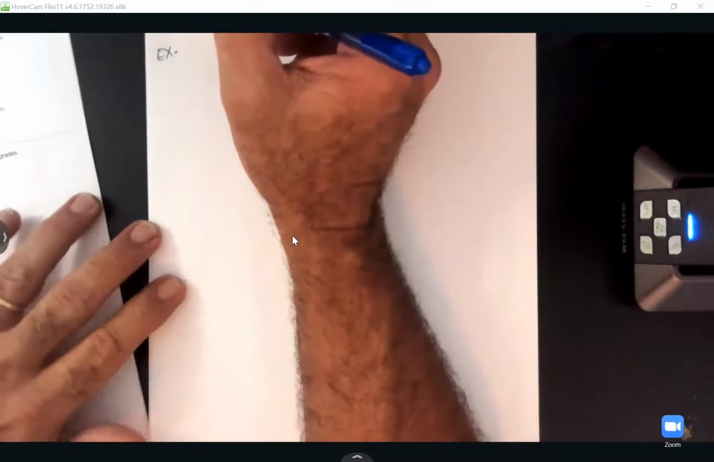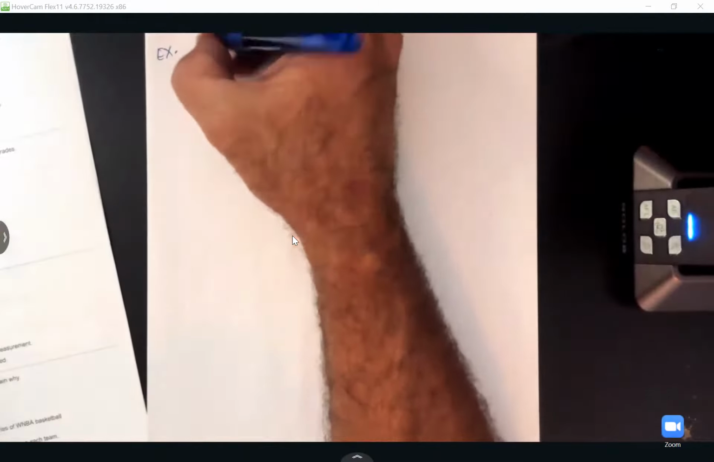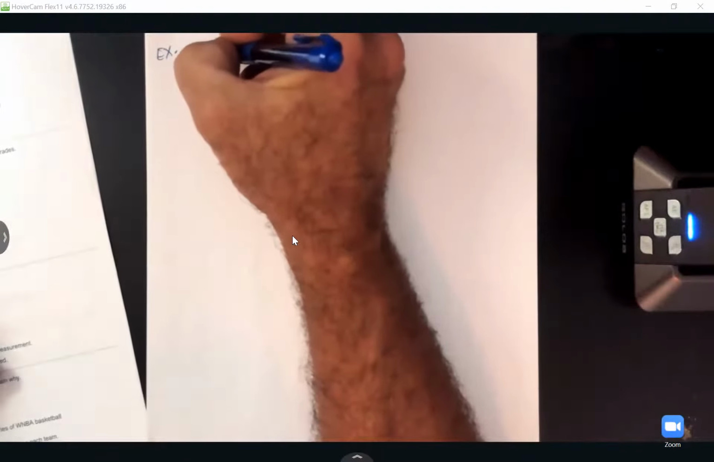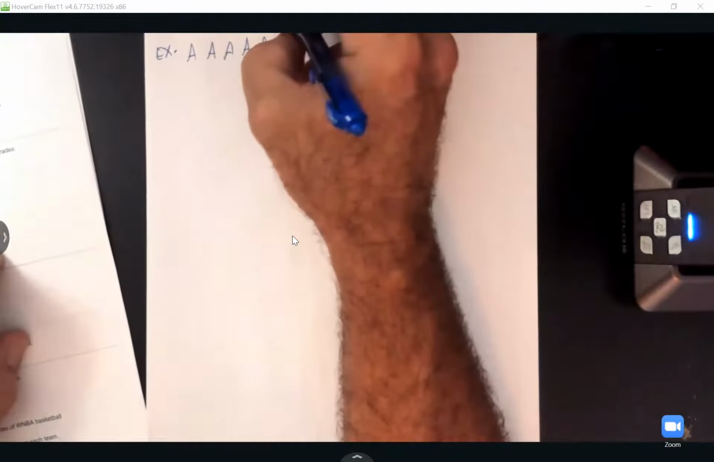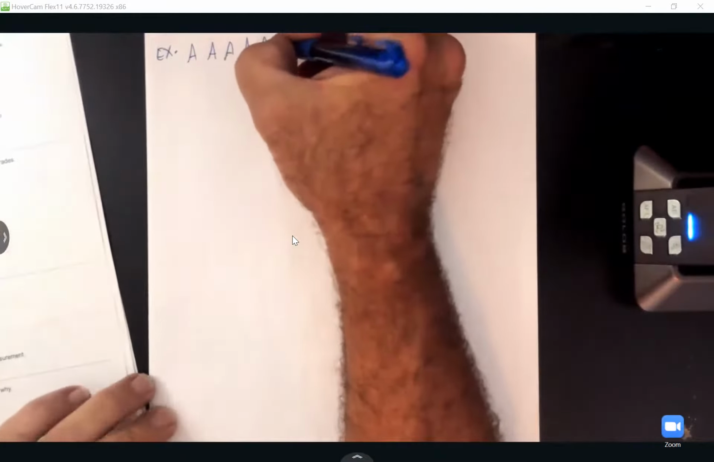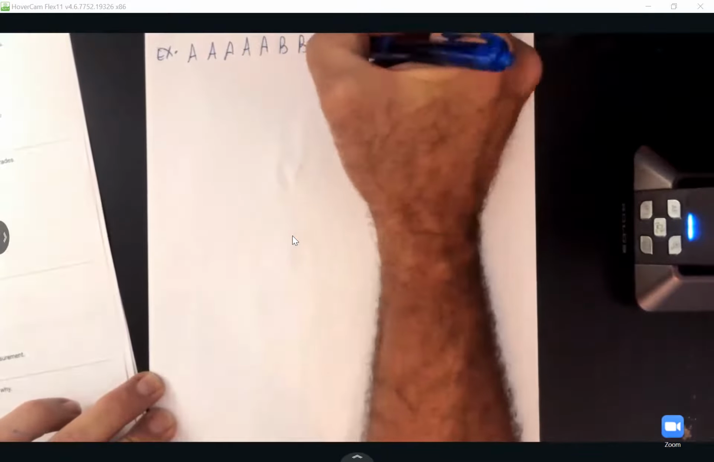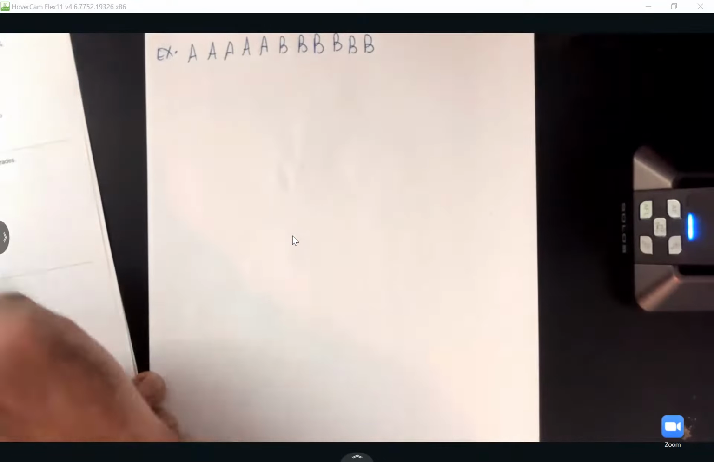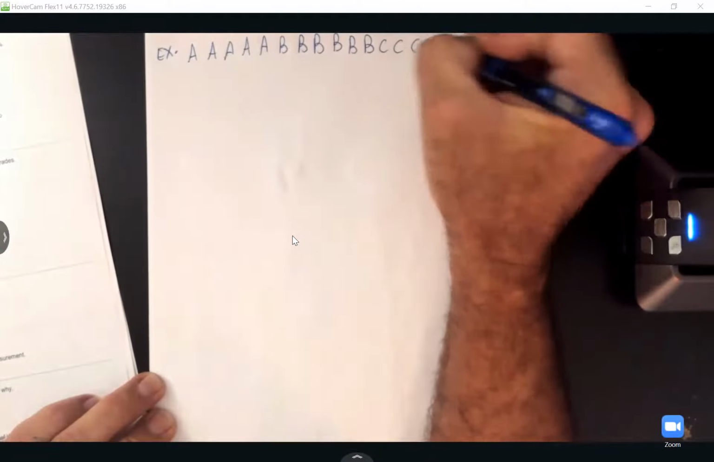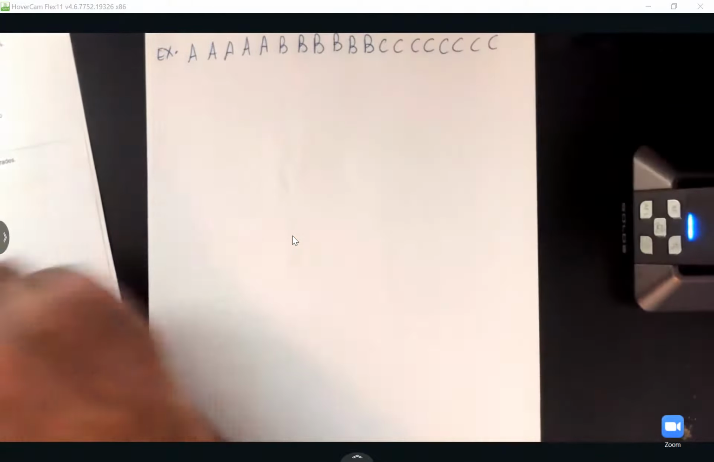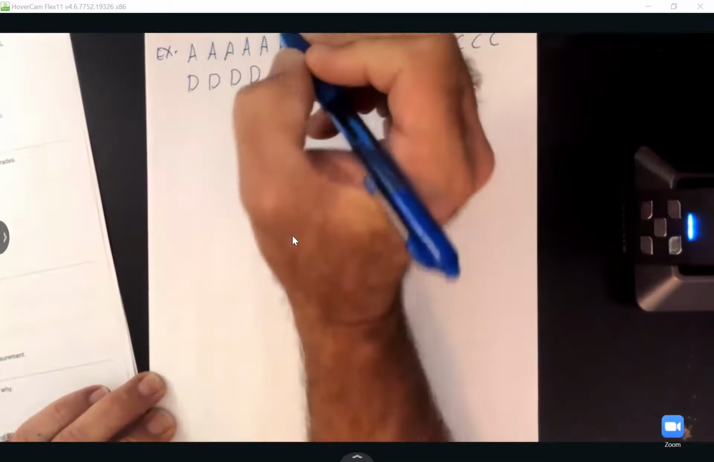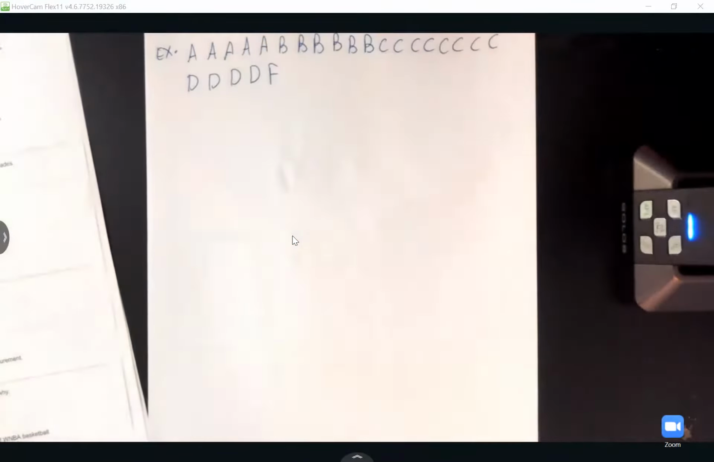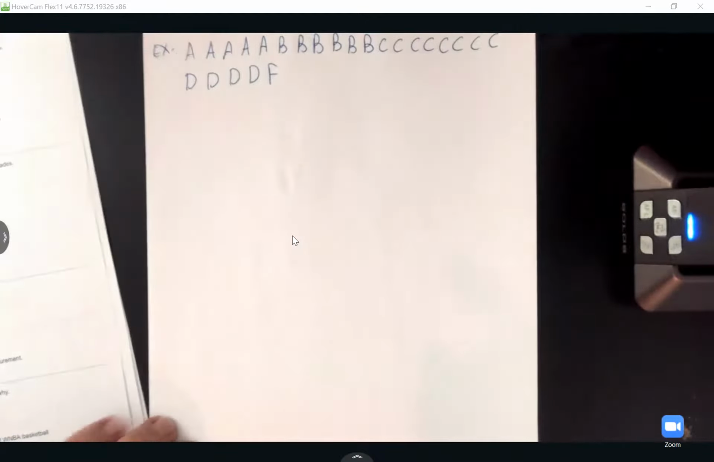A professor recorded the following grades in one of his courses. So let's see, I had A, and then I had 1, 2, 3, 4, 5, 6 B's. Eight C's. 3, 4, 5, 6, 7, 8. I had 4 D's. And then 1 F. So the professor had these grades in one of their classes.